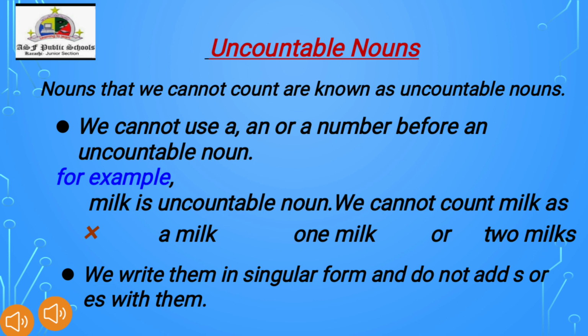Uncountable nouns. Nouns that we cannot count are known as uncountable nouns. We can't use a, an, or a number before an uncountable noun. Milk is an uncountable noun. We cannot count milk as a milk, one milk, or two milks. We write the uncountable noun in singular form and do not add s or es with them.